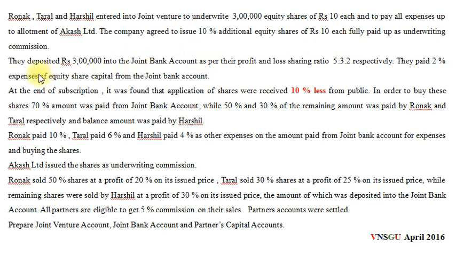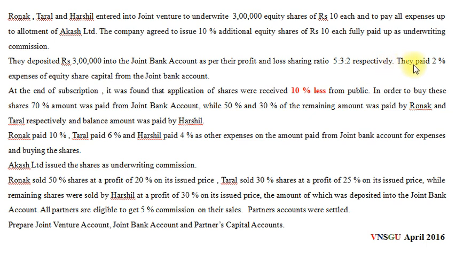For the joint venture, Ronak, Taral and Harshil have deposited rupees 3 lakh in joint bank account in their profit sharing ratio 5:3:2. So it means Ronak deposited rupees 1,50,000, Taral deposited rupees 90,000 and Harshil deposited rupees 60,000 into joint bank account. So the first entry for deposit will be: joint bank account debit rupees 3 lakh, to Ronak capital account 1,50,000, to Taral capital account 90,000, to Harshil capital account 60,000.